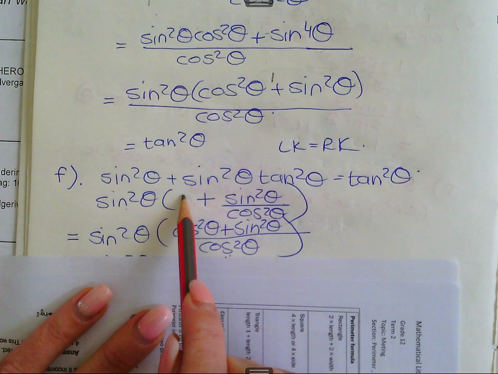Then do you see there at the top? It's 1. Same identity. And then I've got sin squared times 1 over cos squared, which is tan squared. And then the left side is equal to the right side.